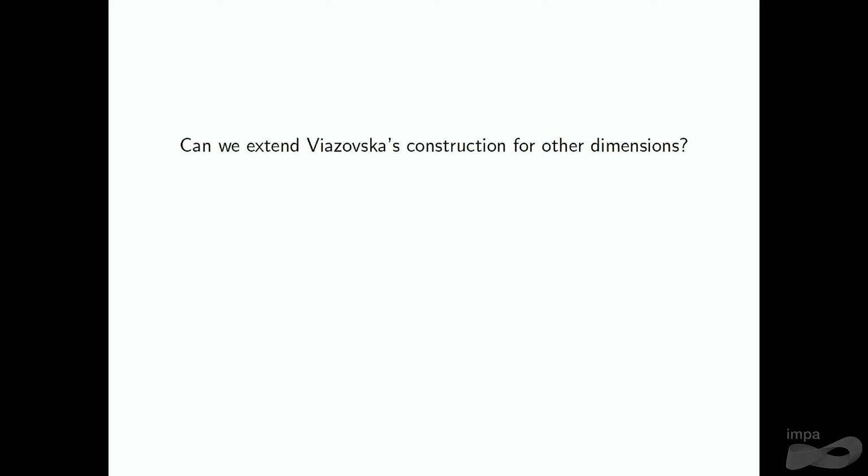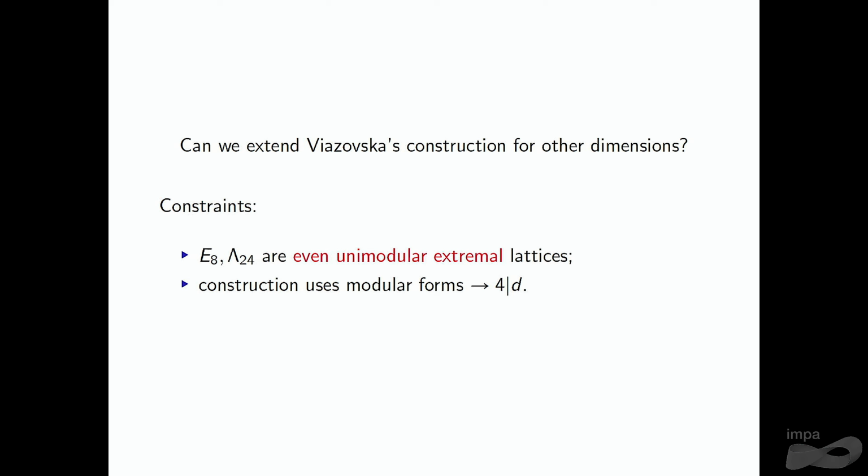So the sphere packing problem is now solved just for dimensions 1, 2, 3, 8, and 24. And the natural question that arises is, can we extend Viazovska's construction to other dimensions besides 8 and 24? Well, there are some constraints. The first of these constraints is that the lattices E8 and Leech are very special lattices that we call even unimodular extremal lattices, which we will define in the next slide.